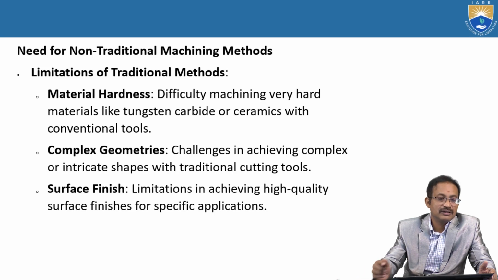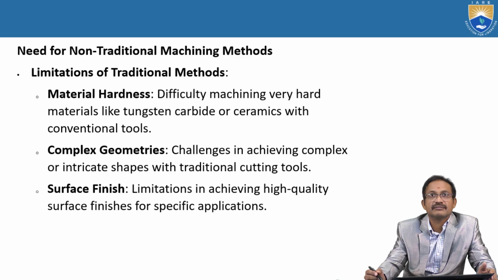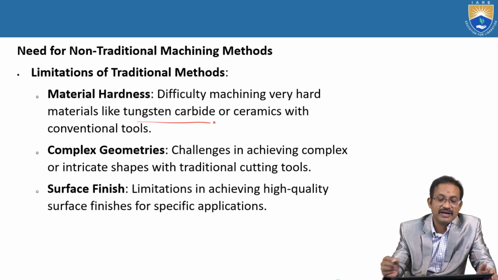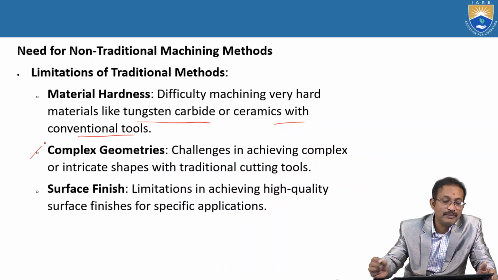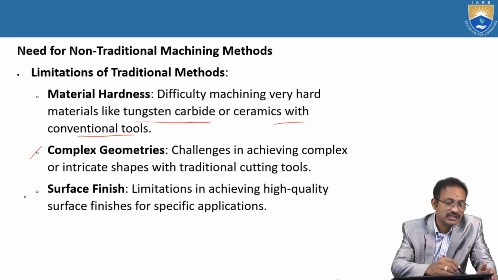Need for non-traditional machining methods. Limitations of traditional methods. Material hardness: difficulty machining very hard materials like tungsten carbide or ceramics with conventional methods. So the limitations of traditional methods are, first, material hardness, second, complex geometries, and third, surface finish.